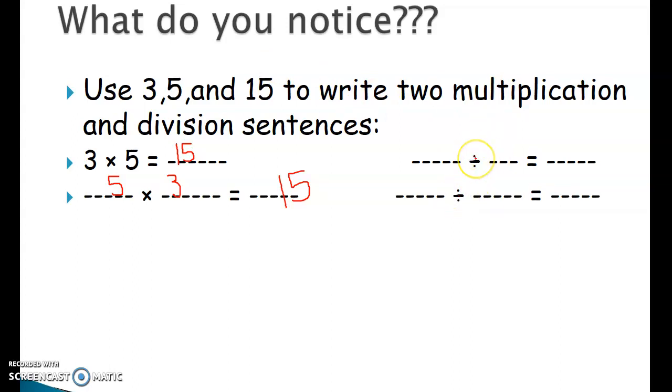Okay? Now we will write two division sentences. How do we write division sentences? We said from the previous exercise, in division we always have to start here with the total number. So what is the total number here? 15. You will answer. So in the division we have to start with 15. We can't start with 3 or 5. We have to start with the total number. 15 is the total number. Okay?